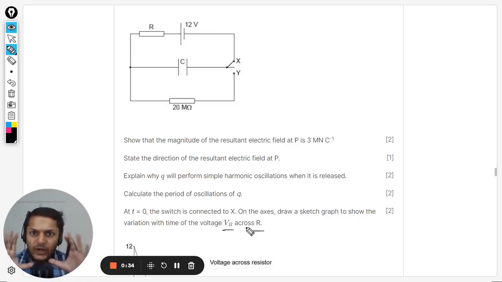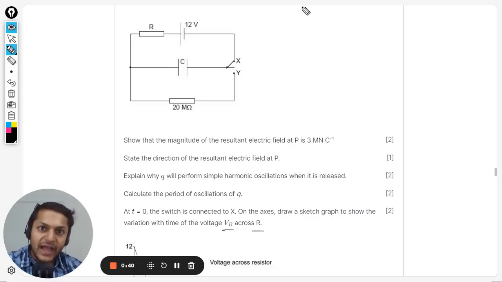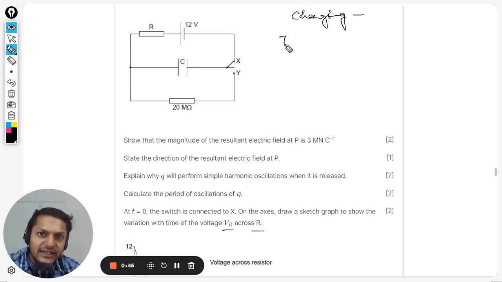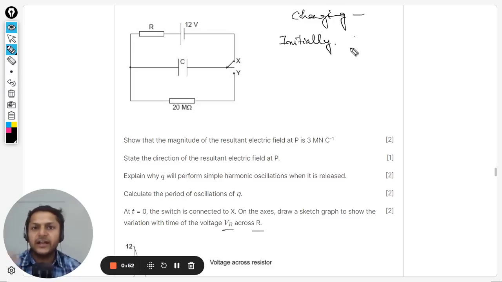Okay, so what are we going to do in this? Clearly, the charging of the capacitor is taking place. And when charging of the capacitor is happening, the capacitor is also having a kind of resistance, and it resists the flow of the current. Not only the resistance which is placed up here, even the capacitor would be producing some resistance.